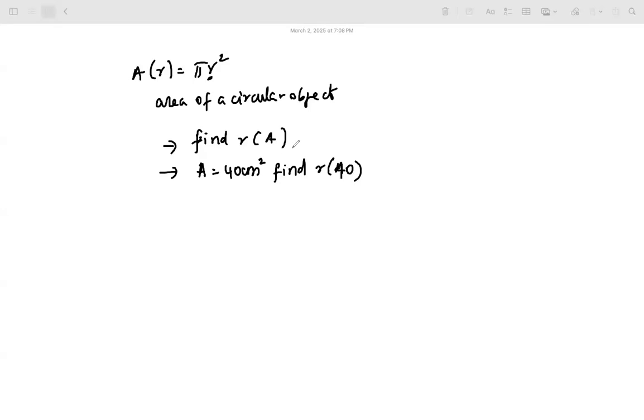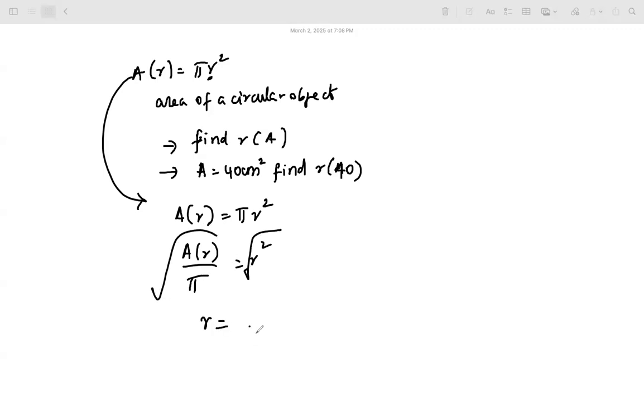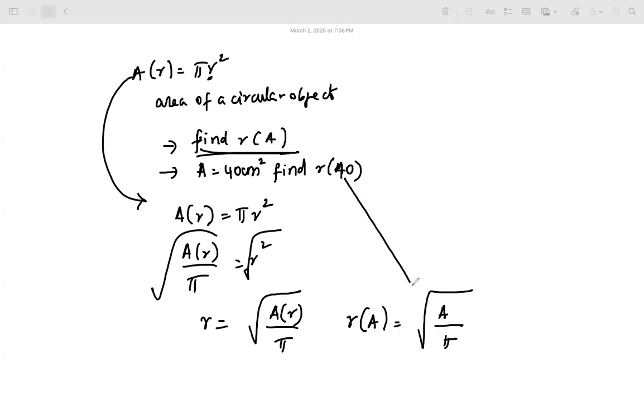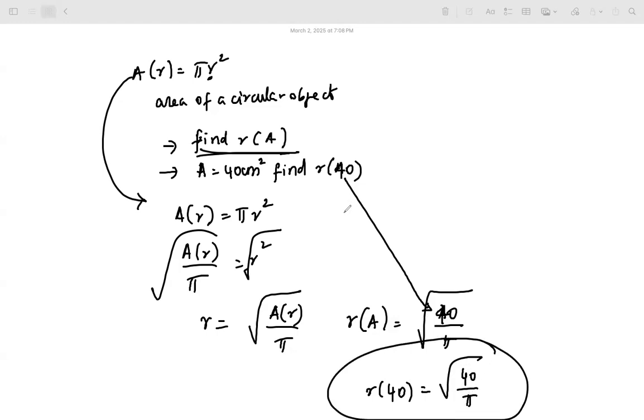R of 40. So from here, I can do this, guys. A of R will be equal to pi times R square. Now, A of R by pi will be equal to R square. Now, take square root. So basically, R will be equal to the square root of A of R by pi. A of R is the area, they've given. So now R, when A becomes the input by pi, I can substitute A equal to 40. So R of 40 will be equal to square root of 40 by pi. Make sense, guys? Can I move on?